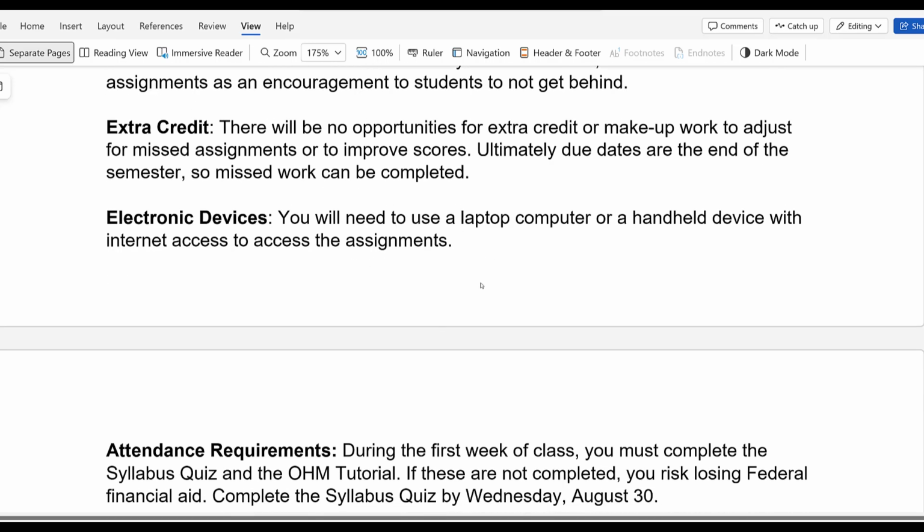Electronic devices, you'll need to use a laptop, computer, or handheld device with internet access to access the assignments. I honestly do not know how people would do this on a phone. I don't even like doing this type of work on an iPad. I like to do it on a laptop or a desktop.